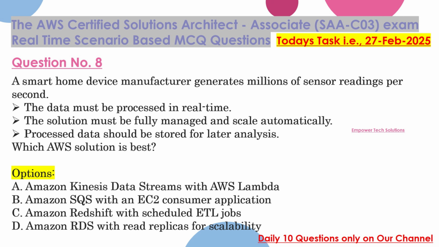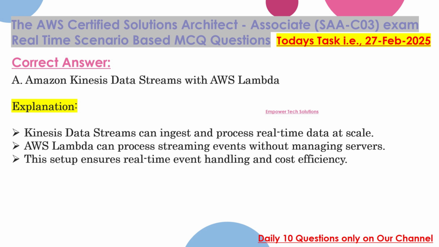Options: A. Amazon Kinesis Data Streams with AWS Lambda. B. Amazon SQS with an EC2 consumer application. C. Amazon Redshift with scheduled ETL jobs. D. Amazon RDS with read replicas for scalability. Correct answer: A. Amazon Kinesis Data Streams with AWS Lambda.